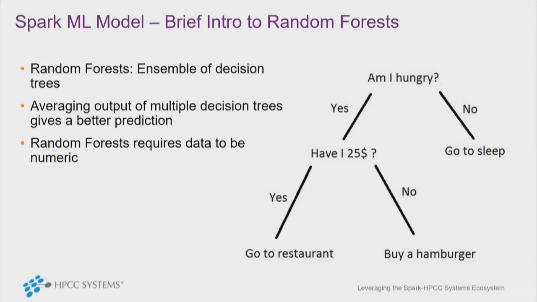As an example, here's a decision tree over here on the right. Right after we got lunch, I guess this is appropriate. Basically, we start at the top here and we ask a question: am I hungry? If I am, and I have $25, then I go to a restaurant. If I am hungry and I don't have $25, I go buy a hamburger. I guess a hamburger is cheaper. If I'm not hungry, I go to sleep. This is probably the laziest decision tree ever.